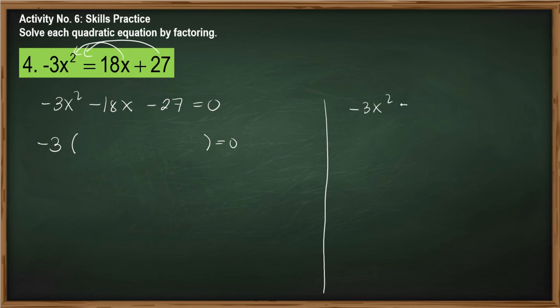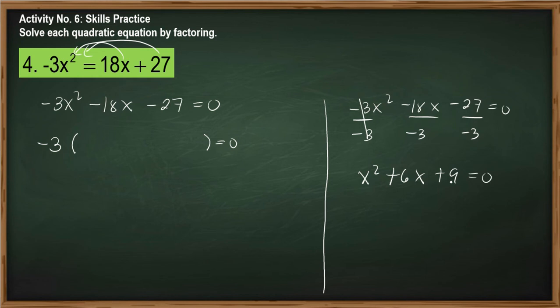Negative 3x squared minus 18x minus 27 equals 0. We divide all terms to the common factor, negative 3. Okay, so negative 3 divided by negative 3 is equal to x squared. Then we have negative 18 divided by negative 3 is positive 6. Just copy x. Negative 27 divided by negative 3 is positive 9 equals 0. Oh, not necessarily we have 0 here. So we have now x squared plus 6x plus 9.